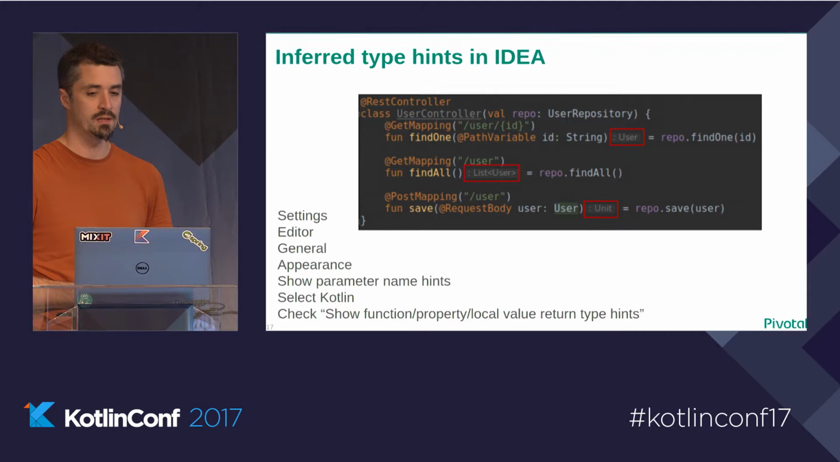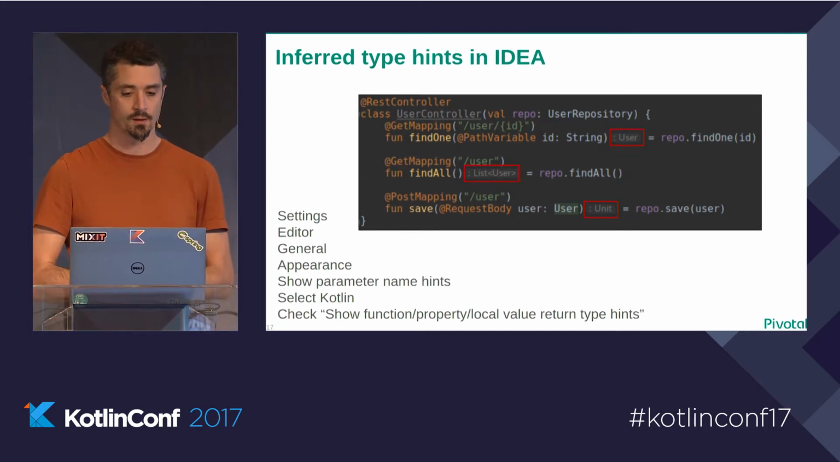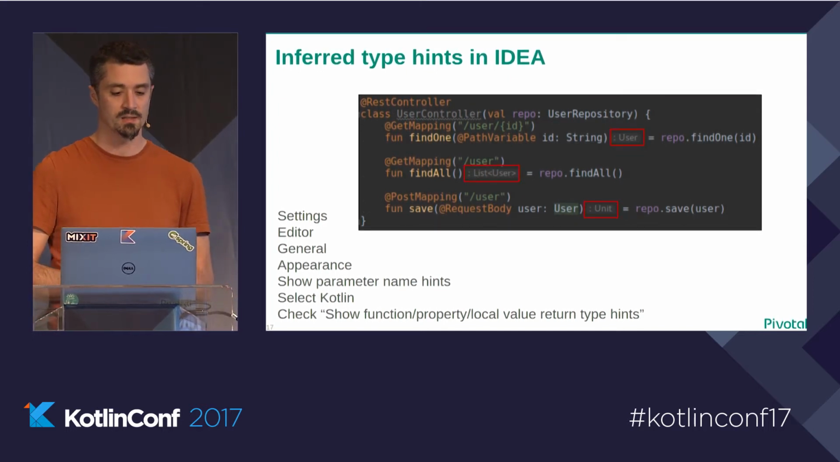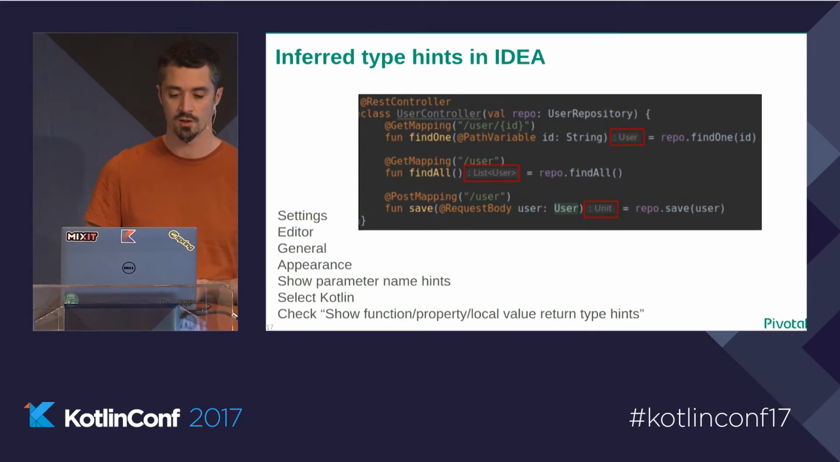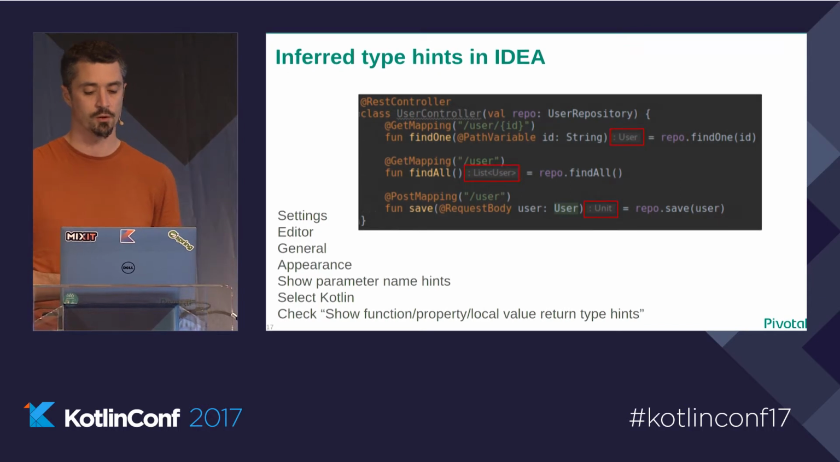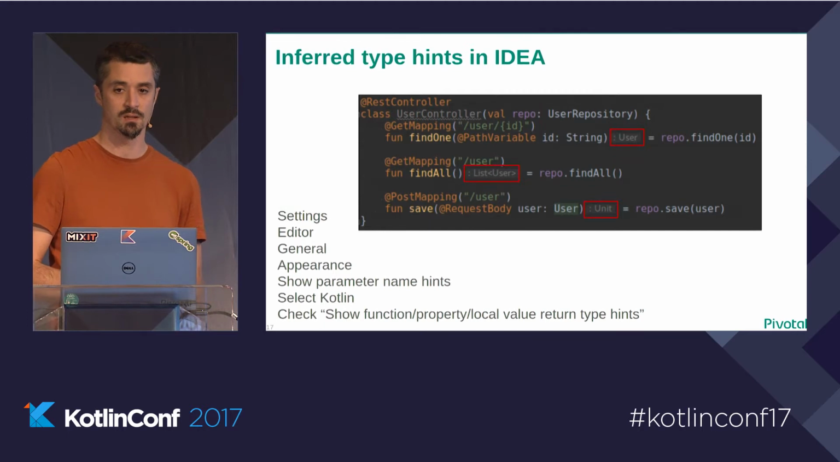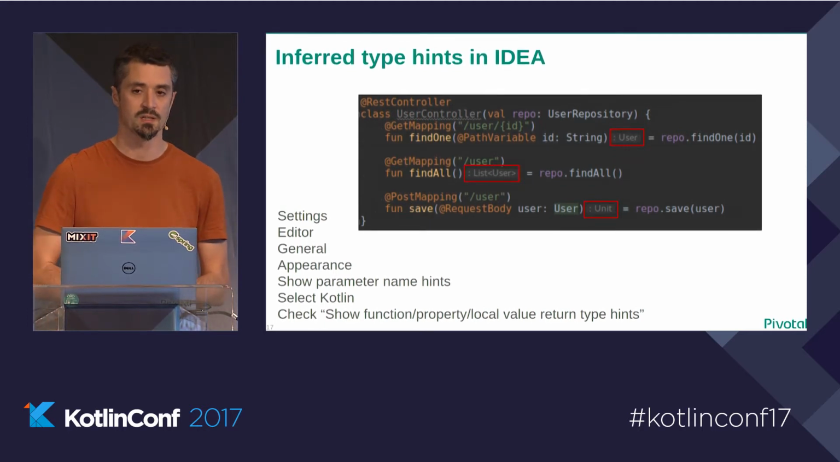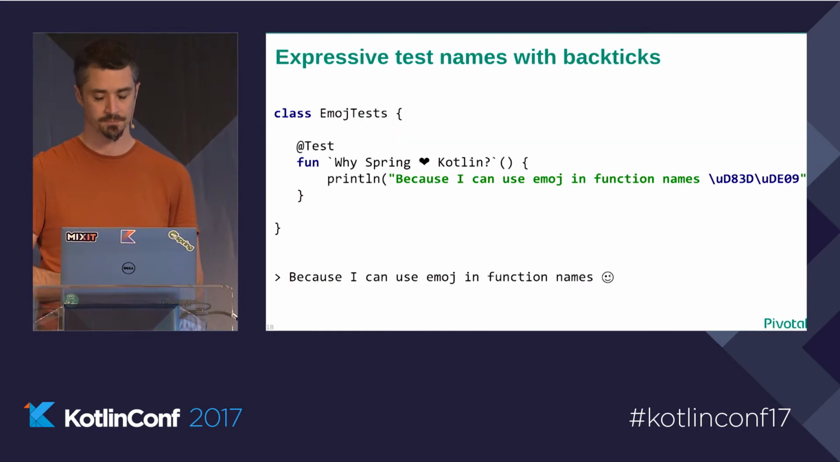Some people are complaining, mostly when they come from the Java world, that in some sense it's less readable because you don't see the types. Be aware that type hints are not enabled by default, but you can display them in the IDE. You go to Settings, Editor, General, Appearance, Show parameter name hints, select Kotlin, and then you can check function, property, and local value return type hints. That will display the types in your IDE. That's pretty nice when you are reading the code, and I usually enable that.